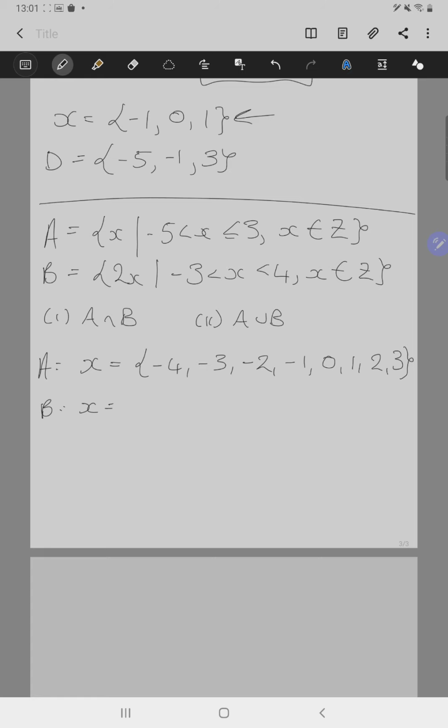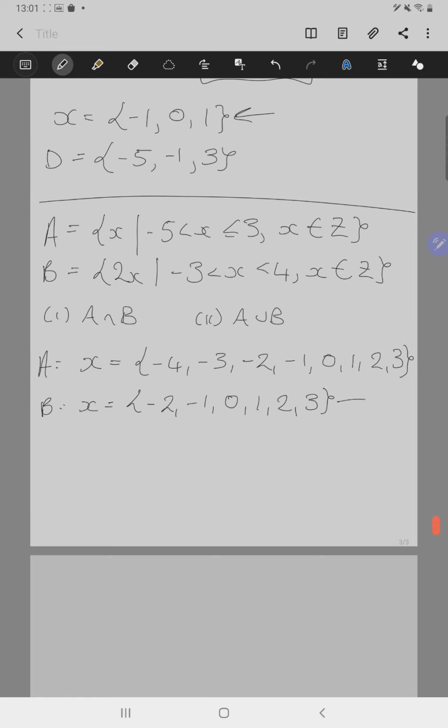Let's have a look for B. For B, we're not including minus 3 and we're not including 4. So x has the elements minus 2, minus 1, 0, 1, 2, 3. And if you look back, B is defined by the rule 2x. So each of the numbers here, we are going to multiply by 2. So the elements for B are minus 4, minus 2, 0, 2, 4, and 6.